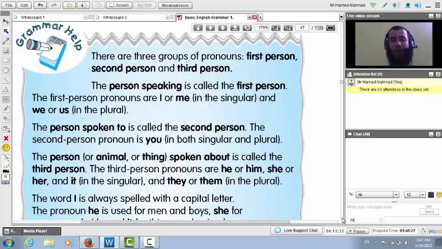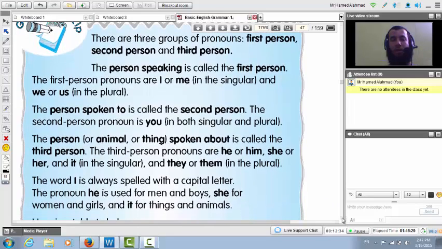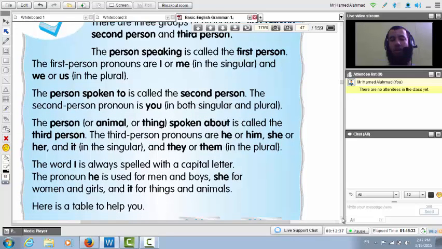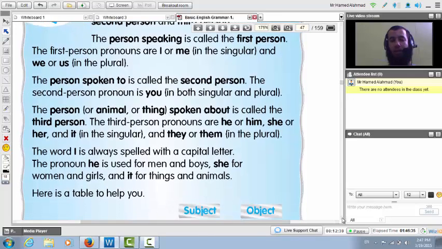And here, guys, the person spoken to, meaning the listener, is called the second person. The second person pronoun is you in both singular and plural, because as we said, guys, you is such a special and unique pronoun. So it's like a collection. You comes as the singular, plural, male, female, subject and object pronoun.